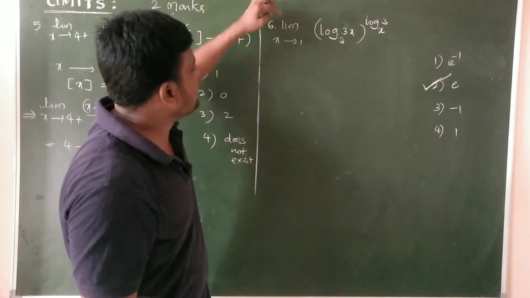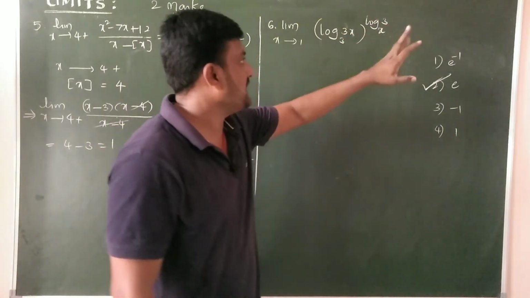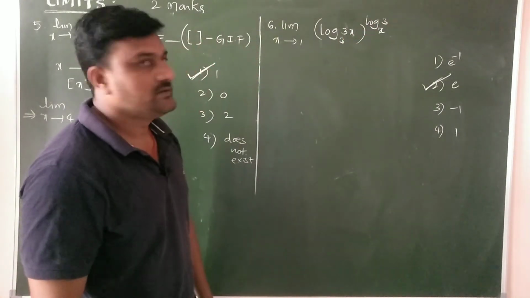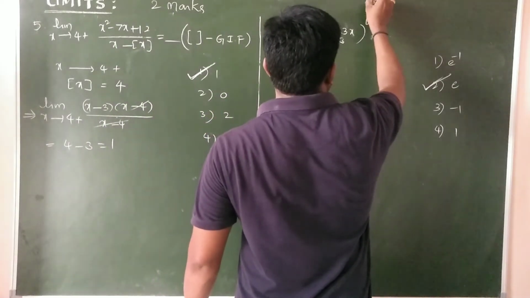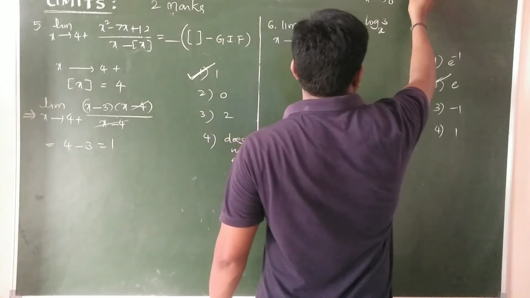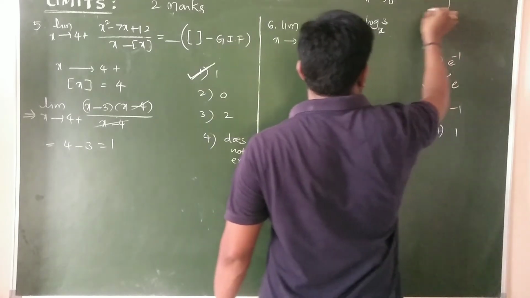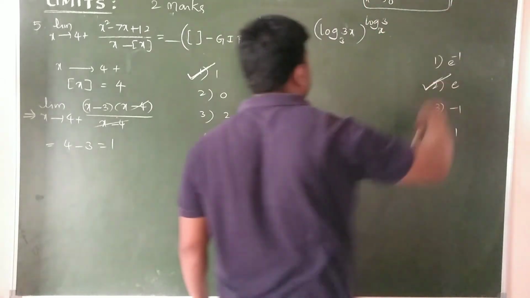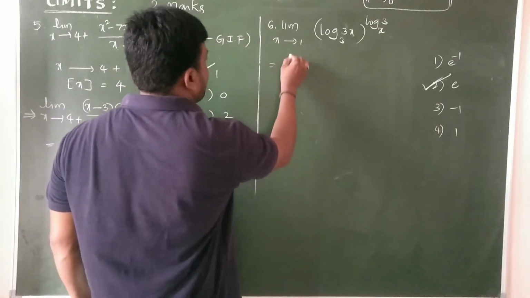Here the problem is limit x tends to 1, log base 3 of 3x, log x base 3. Now here I can apply one standard form. Let us observe, limit x tends to 0, (1 plus x) whole power 1 by x equals e, one of the standard forms. Okay, now we have to convert into that form.